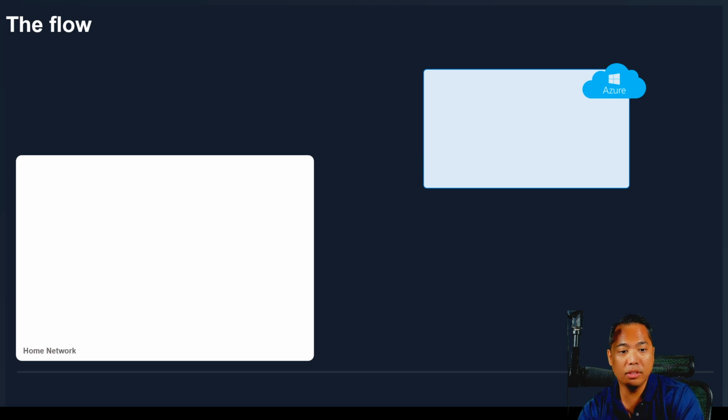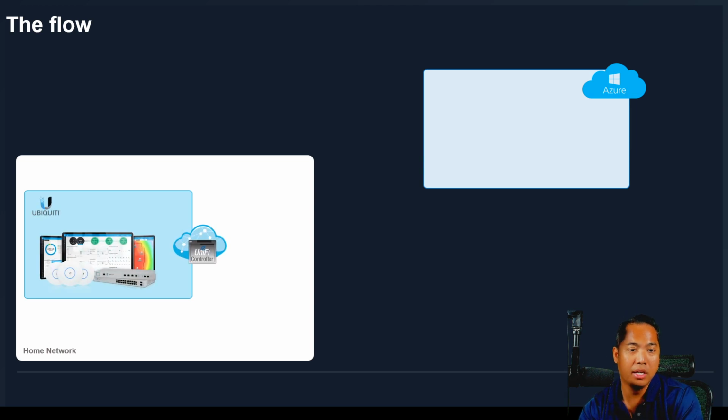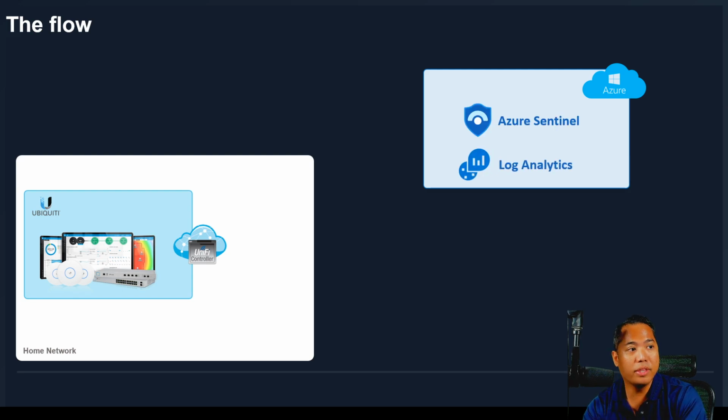So in your home network, for this scenario, you probably have a Ubiquiti cluster of devices, an AP, video cameras, whatever it is. It's all being controlled or managed by a unified controller. And this unified controller could be a VM, could be something you buy, a device you buy, but it's managing all the devices, okay? And within Azure, there's gonna be two main components.